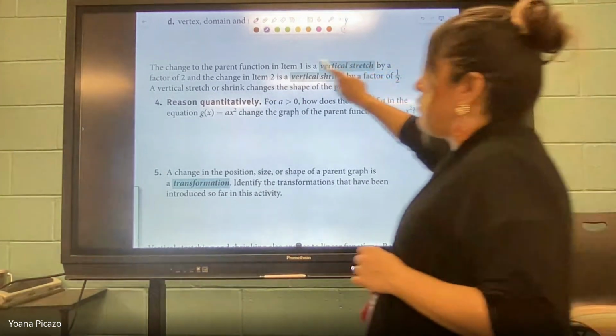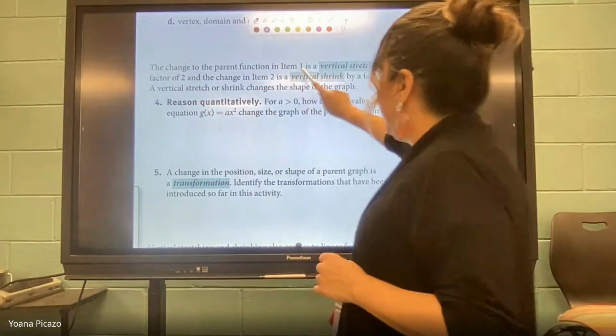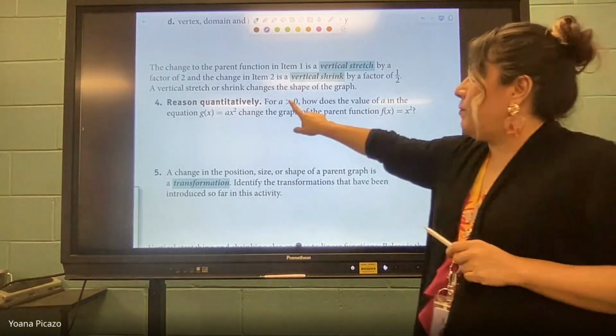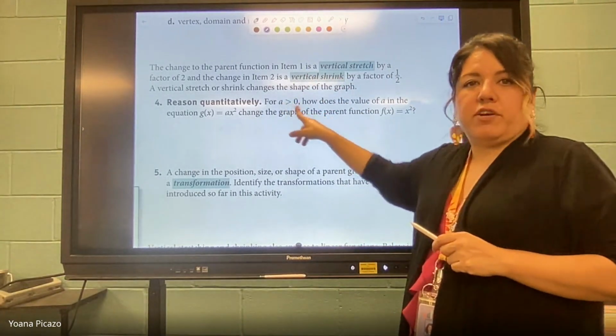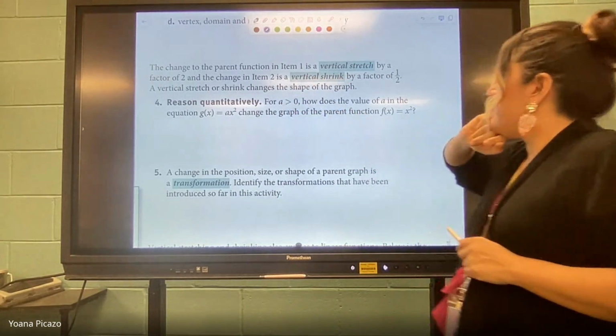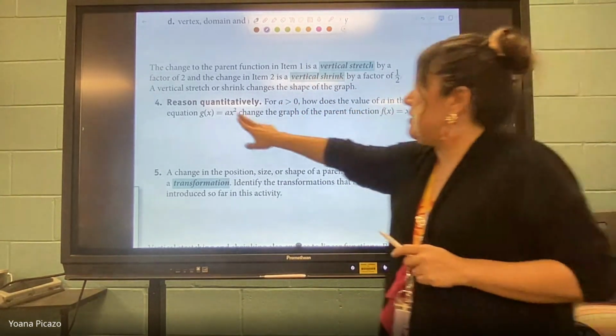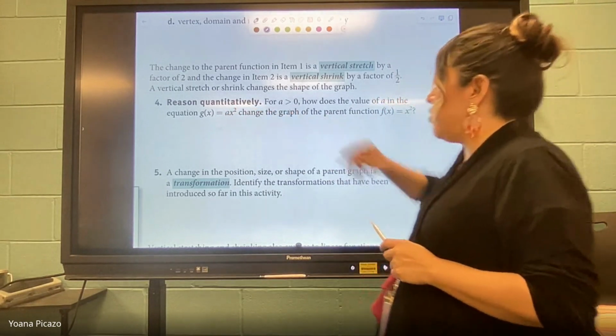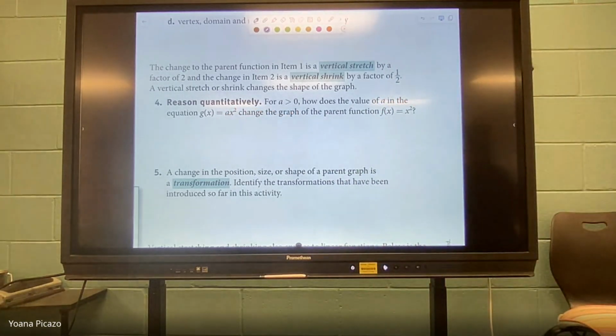So it's telling us here that the change to a parent function is called a vertical stretch. That's what we did on the first one when we multiplied by a factor of 2. And on the second one, it's called a vertical shrink when we multiplied by a fraction. So whenever we have positive values, meaning values that are greater than 0, how does that first value being multiplied by your x squared change your parent function? Well, here's what we're going to say.